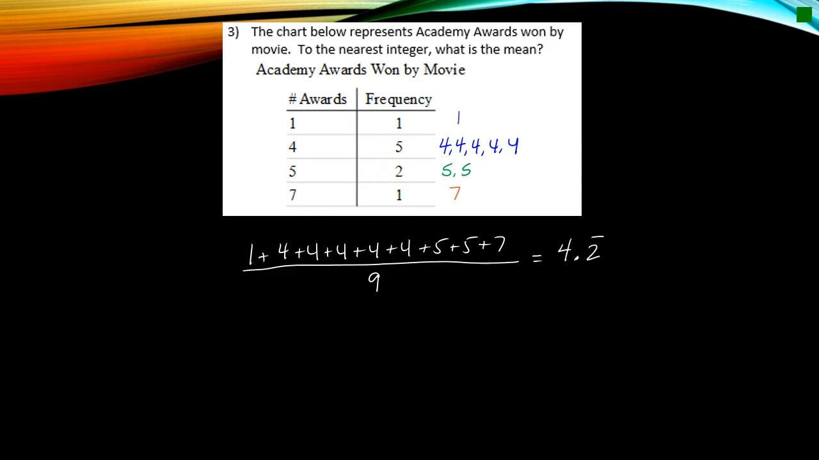But if you look up in the original question, it asks you for the nearest integer. Integer means whole number here, so 0.2 would round down to 4. So my final answer would be 4.